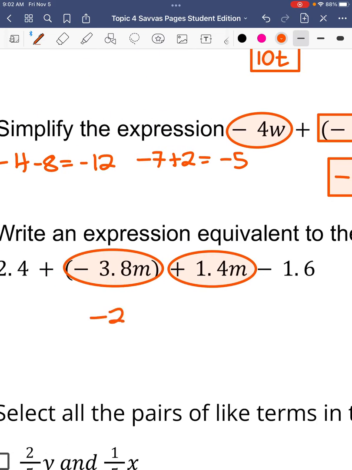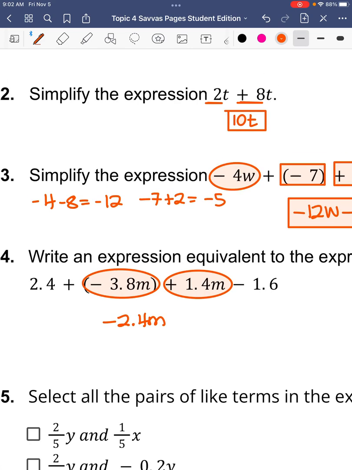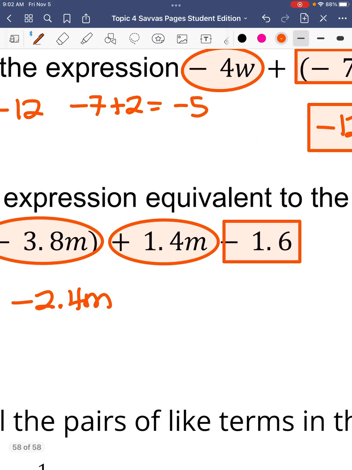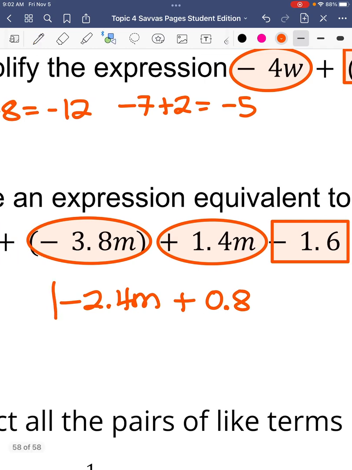So we have -2.4m. Now the two terms that are not circled are just plain old decimal numbers. I can still combine them. So in my calculator, I'm going to type 2.4 minus 1.6. And when I type 2.4 minus 1.6 into my calculator, I end up with 0.8. Now keep in mind that that right there is a positive 0.8. So I'm going to add 0.8 here. So my final answer is -2.4m plus 0.8.